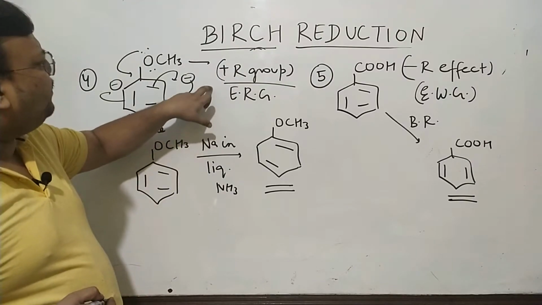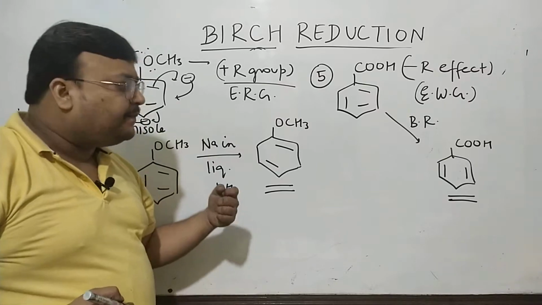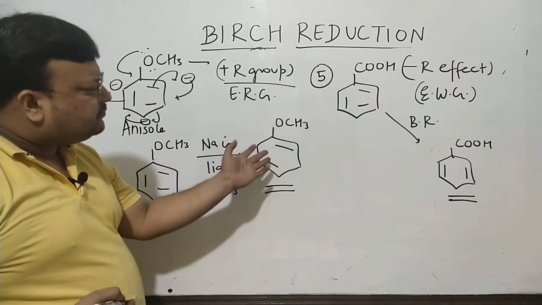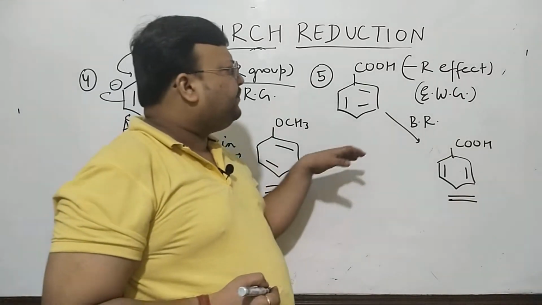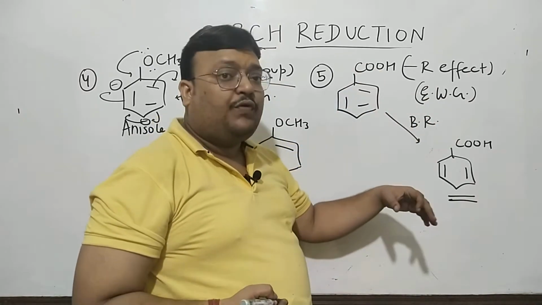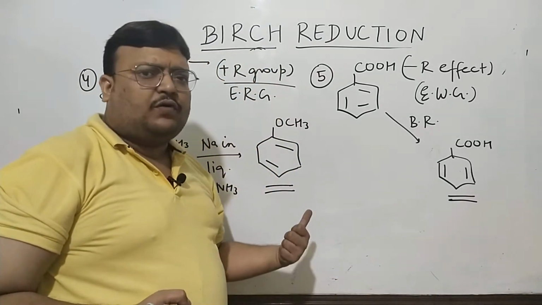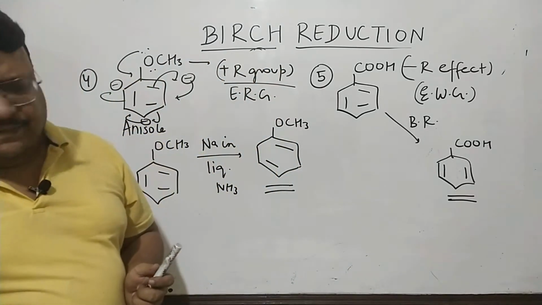If it's a plus R group, an electron repelling group, you'll want to draw a non-conjugated diene where the carbon bearing the group also bears the pi bond. Whereas if it's a minus R effect, the carbon bearing the group will not bear the pi bond. So these are the results which you'll want to know, and then we can talk about the mechanism.